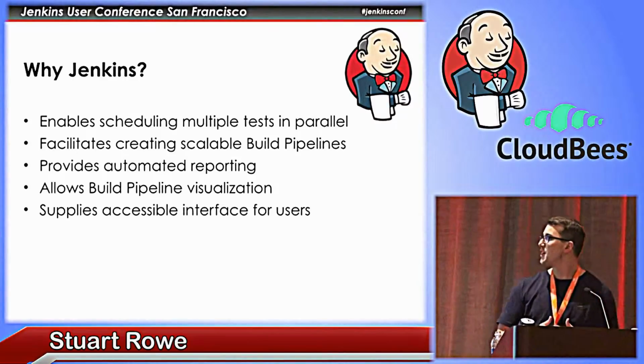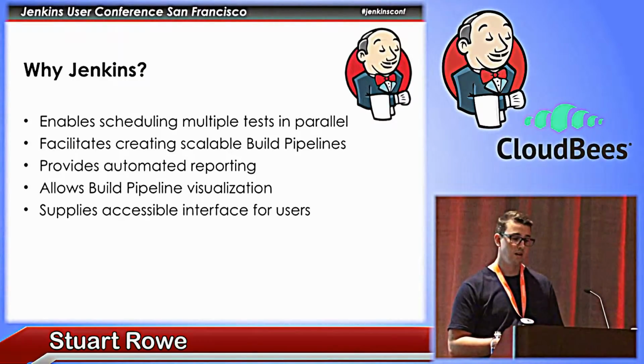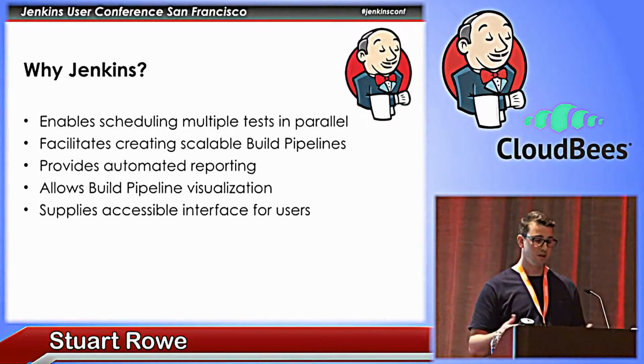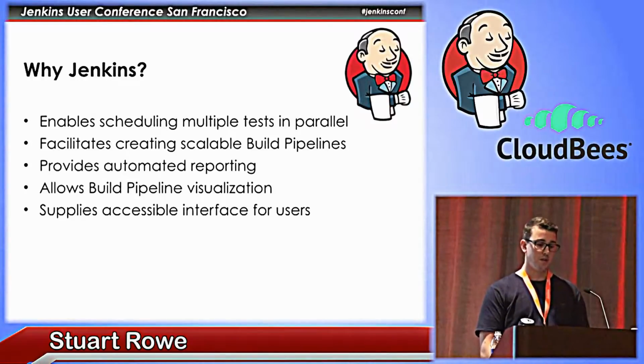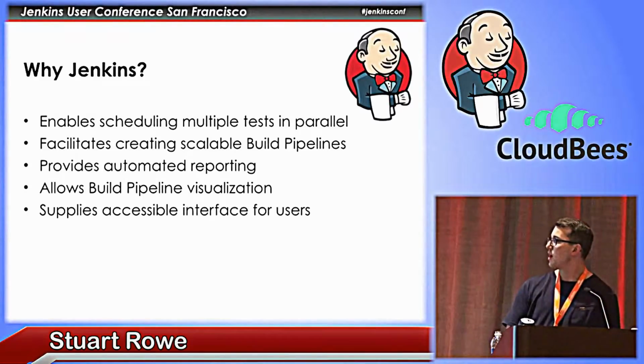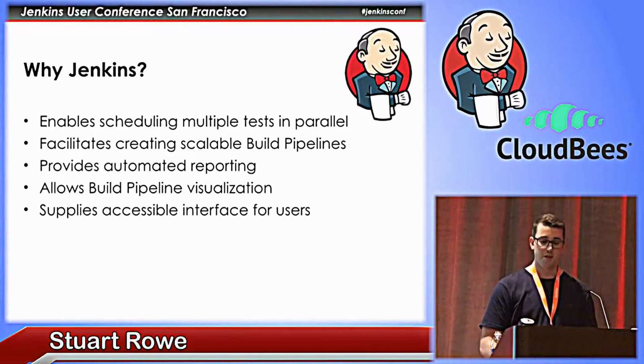So we turned to Jenkins because it provided scheduling tests in parallel. It allowed us to create scalable build pipelines where we could add more machines to a build farm and get more test throughput. We could automate reporting, we get emails being sent out automatically, and we could visualize our build pipelines through the Build Graph View plugin. And through the web UI, there's a very accessible interface that our engineers could use and felt comfortable using on a daily basis.